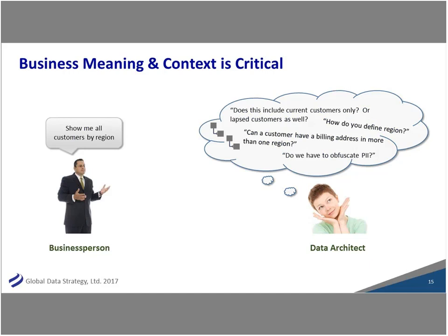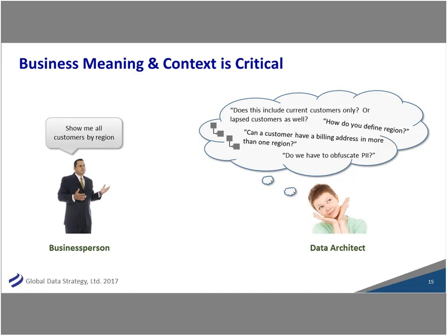Does this include current customers or just lapsed customers? How do you define a region? Can a customer have a billing address in more than one region? So maybe you were billed in one region, but you purchased in another. What do you mean by region? All of this type of stuff, when you really want to make sure that a report is correct, you need to think about that.